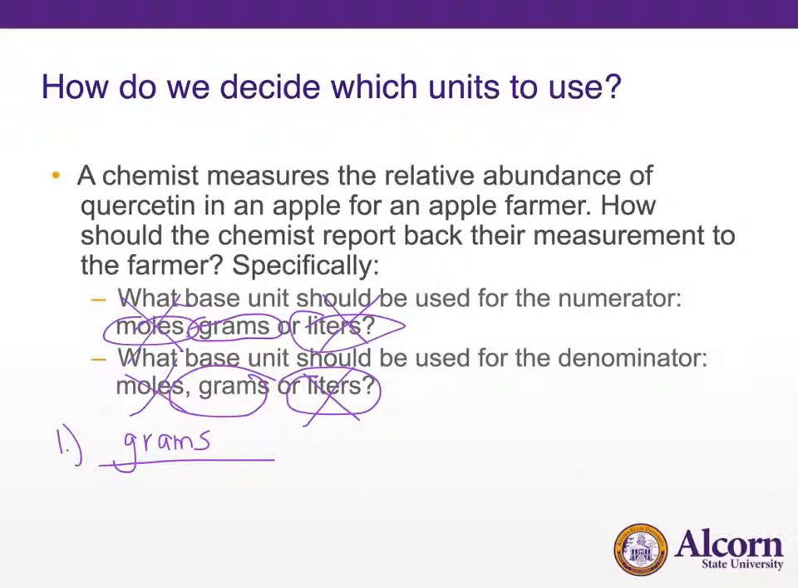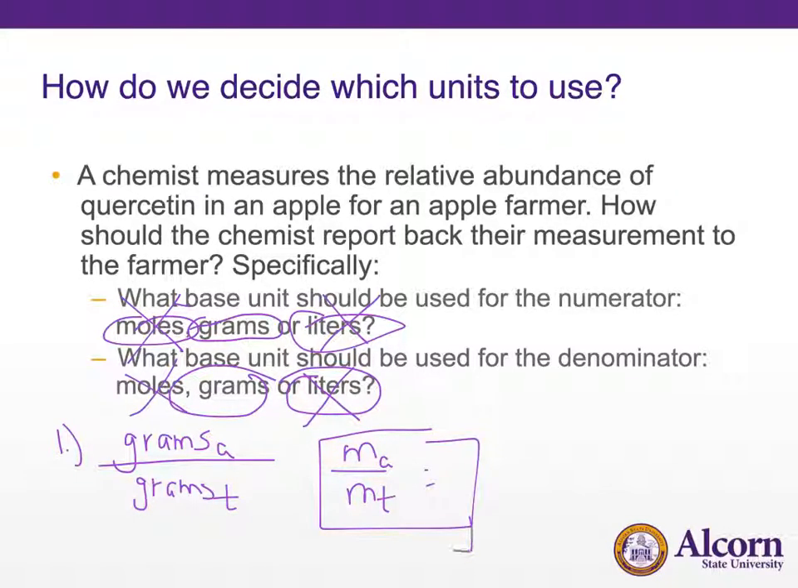So it would be much, much better for us to say grams of analyte, which is what goes in the numerator, over grams of total sample, or mass analyte over mass total. So basically a fraction would be most useful for this scenario for the farmer.